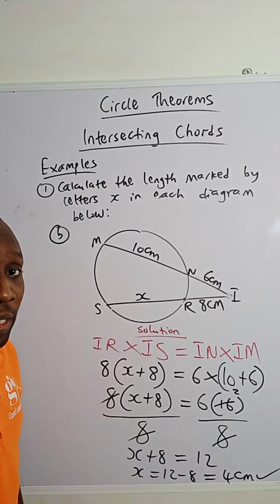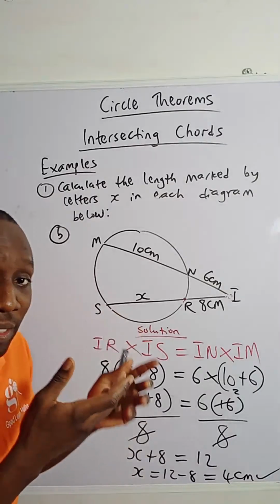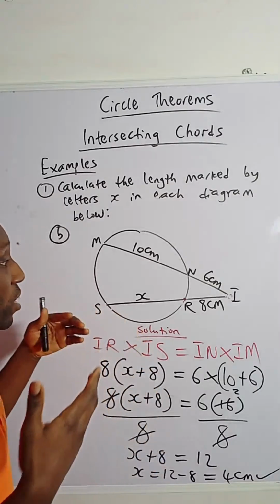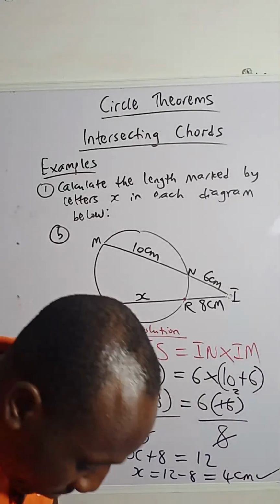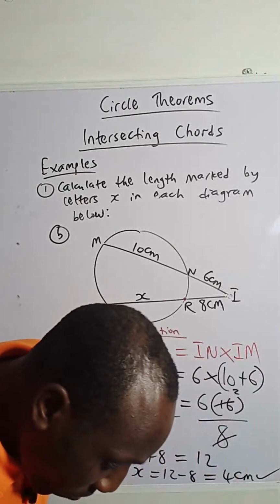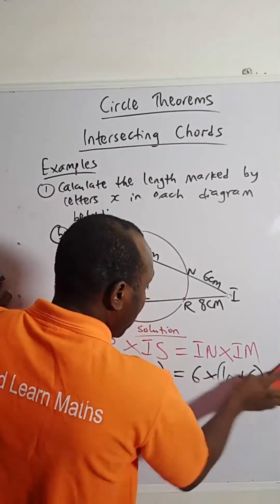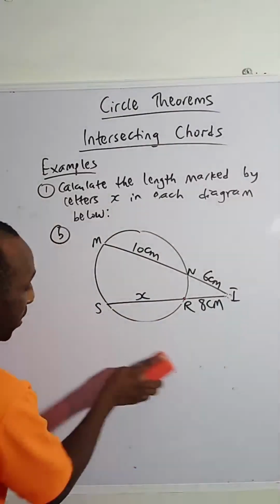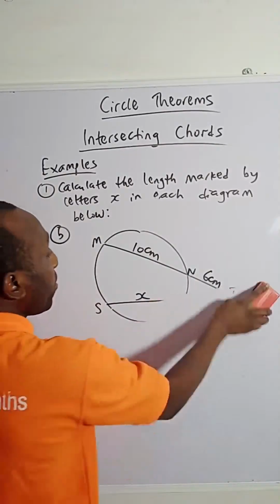Please do not forget these rules, okay? Where the chords intersect in the circle is different from when the chords intersect outside. Take note of that. So let's move on. I hope you have taken a screenshot. If you have not, you can always watch the replay and take the screenshot before I erase it. Okay, so let's move on.